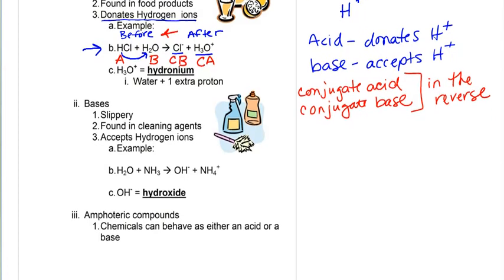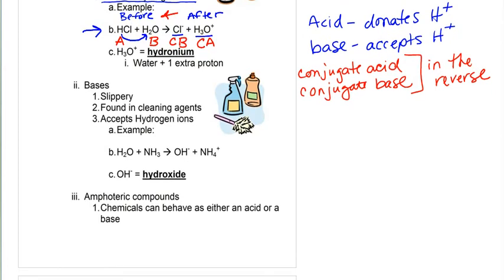Now, bases, what you should know, these are slippery when you touch them. We also call them kind of ashy because they have that slippery feel to it. And so they're going to be found in cleaning agents. These are the ones that are accepting the hydrogen ion. And so here's another example.